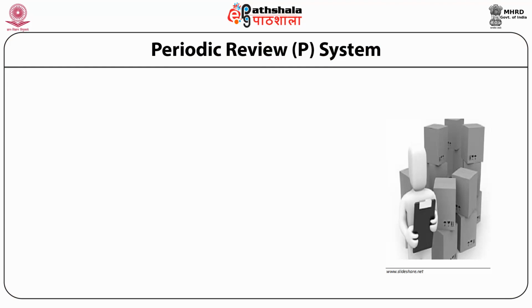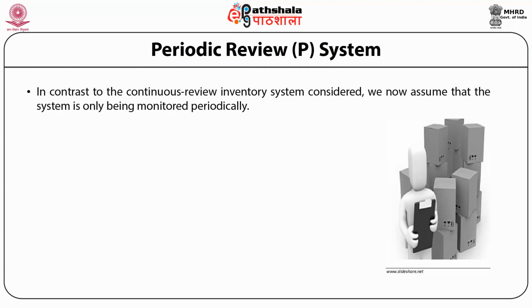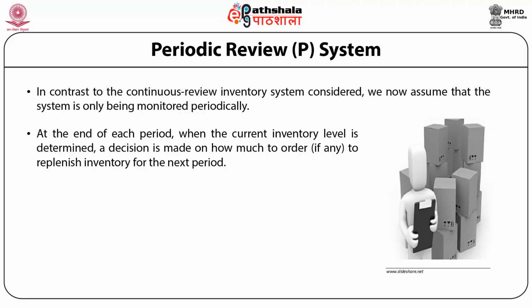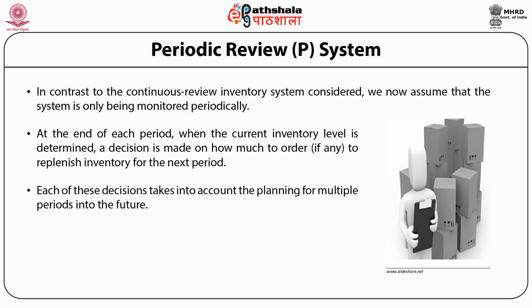Periodic review P system. In contrast to the continuous review inventory system considered, we now assume that the system is only being monitored periodically. At the end of each period, when the current inventory level is determined, a decision is made on how much to order, if any, to replenish inventory for the next period. Each of these decisions takes into account the planning for multiple periods into the future.